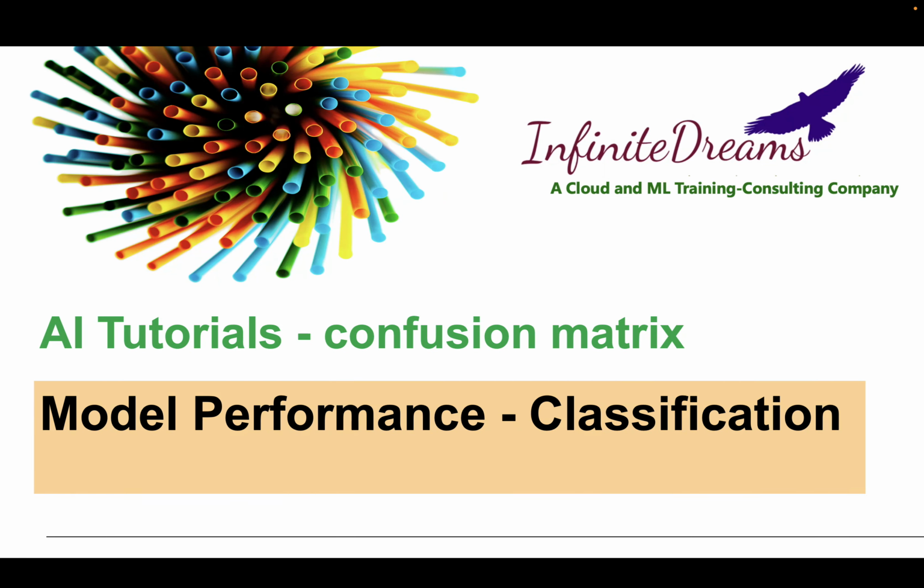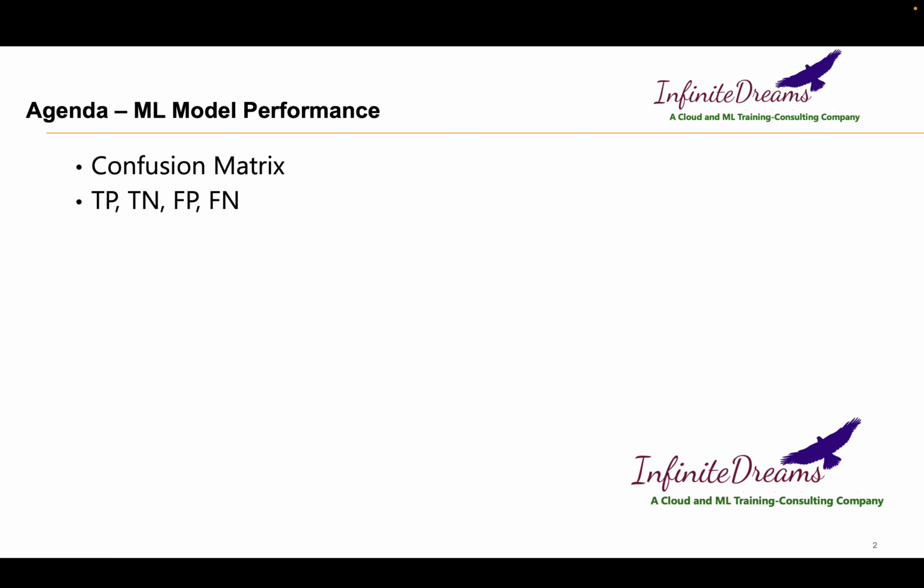Hi friends, in this tutorial we are going to discuss a very important concept called confusion matrix, and the name itself says confusion and it's very hard to understand. Okay, so the first thing, remember, confusion matrix is used to check the performance of classification type of models. In this video we will discuss the confusion matrix, and these terms called true positive, true negative, false positive and false negative.